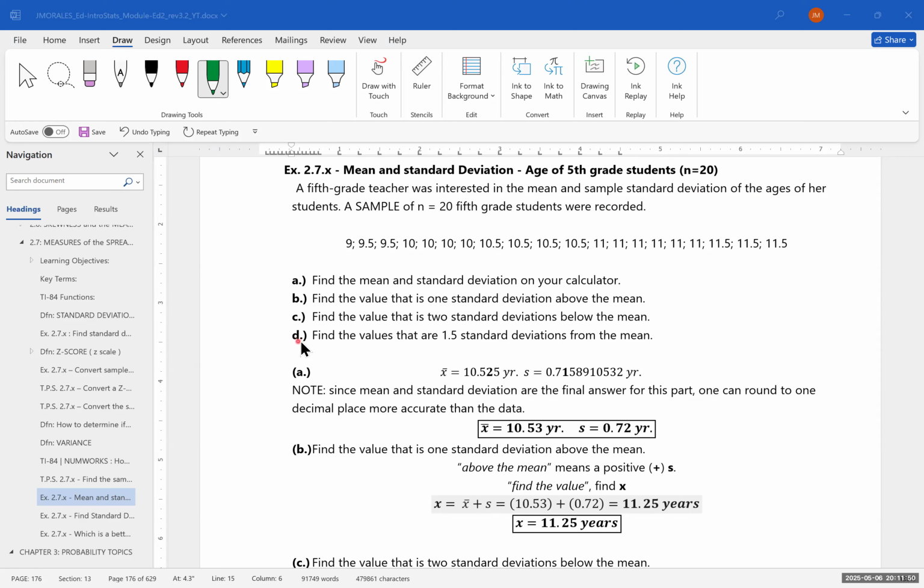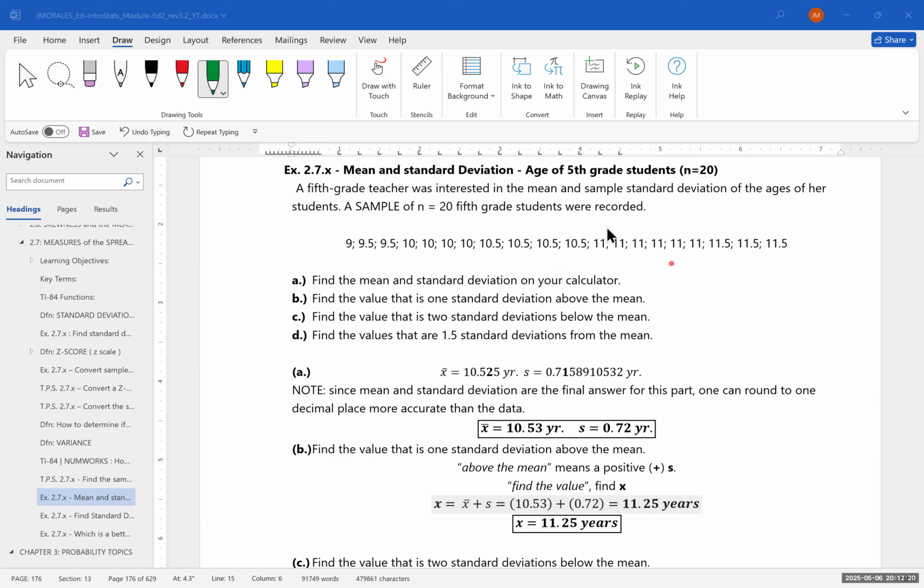So there's four parts to this question. Part A is to find the mean and standard deviation on your calculator. Part B is find the value that is one standard deviation above the mean. Part C is find the value that is two standard deviations below the mean. Part D is find the values that are 1.5 standard deviations from the mean. Okay, so part A is to find the mean and the standard deviation.